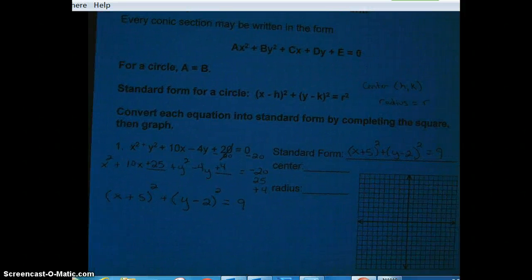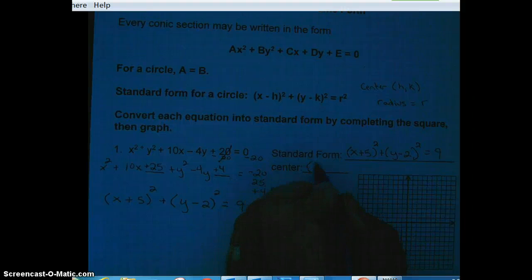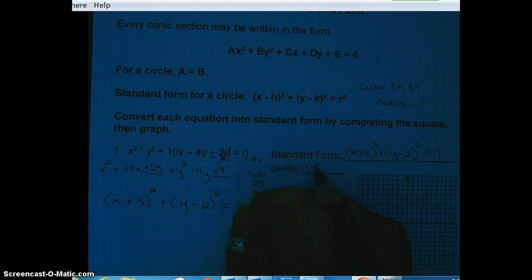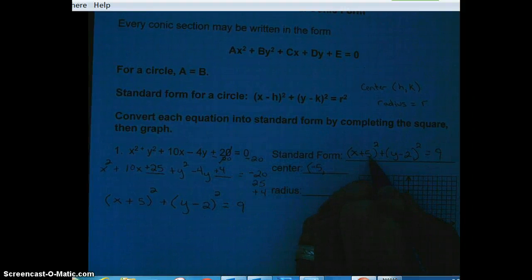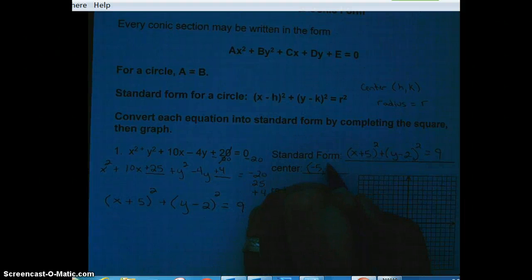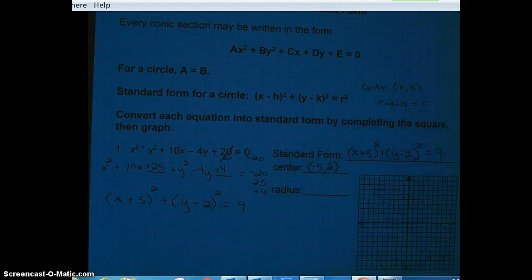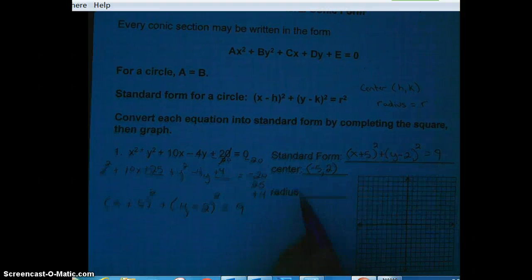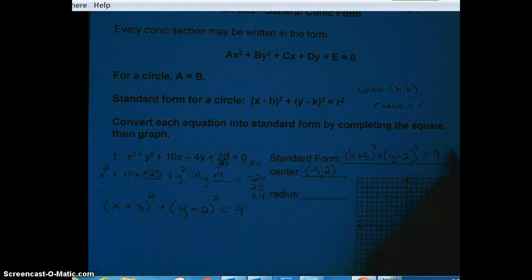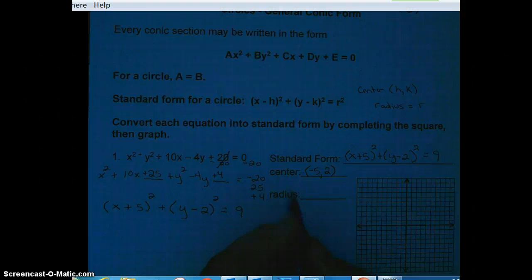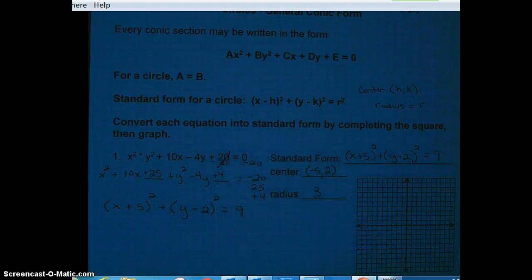Our center is going to be at negative 5, our h term, and our k term is 2. And then our radius is going to be the square root of 9. The square root of 9 is 3.